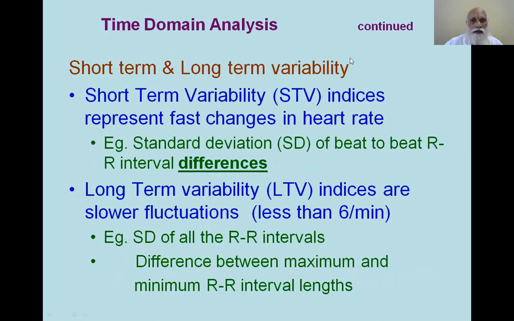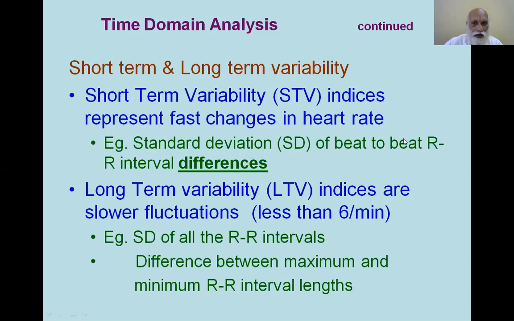Now, short-term and long-term variability. Here, short-term variability indices represent fast changes in the heart rate. That means the changes in the wave are occurring fast. That means the duration of the wave is small. That means short-term variability. Then there is the standard deviation of beat to beat RR interval differences. So something like this belongs to short-term variability.